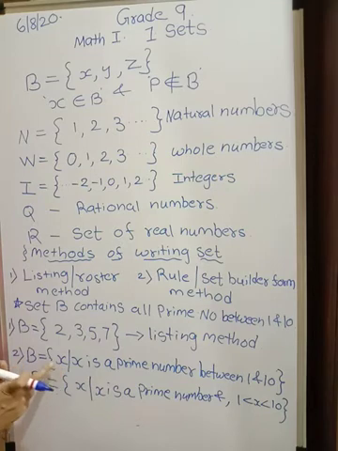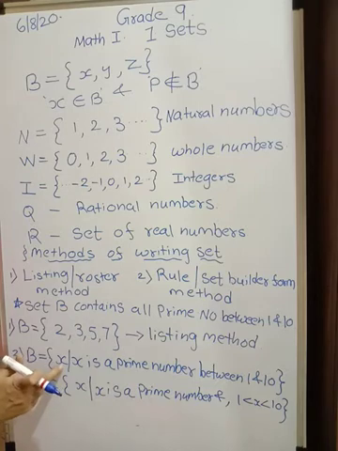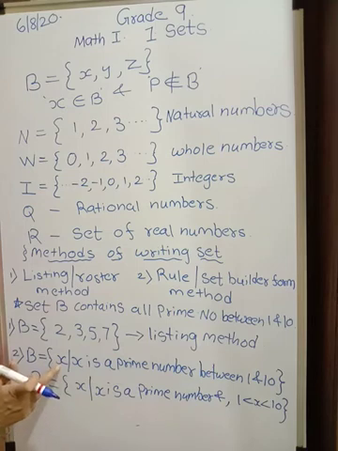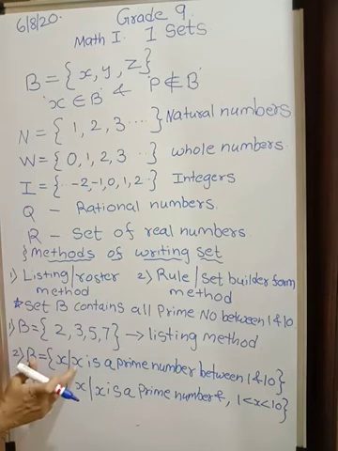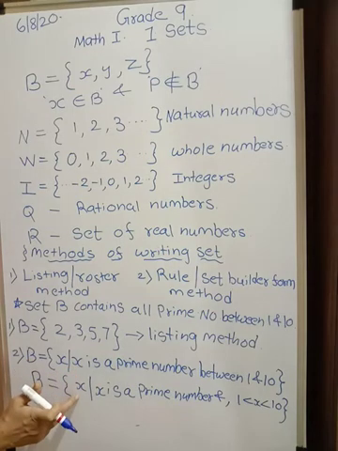Alright. So in the rule method, you can use any variable. I have used x over here and you write the property directly. But what is the method? First write x, then give a dash or a line, or you can give a colon, and then write what the property of x is. This can also be written in this way.